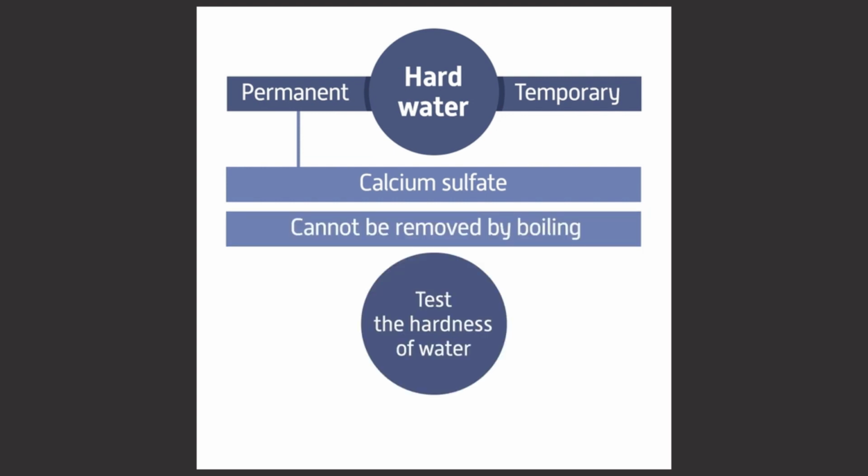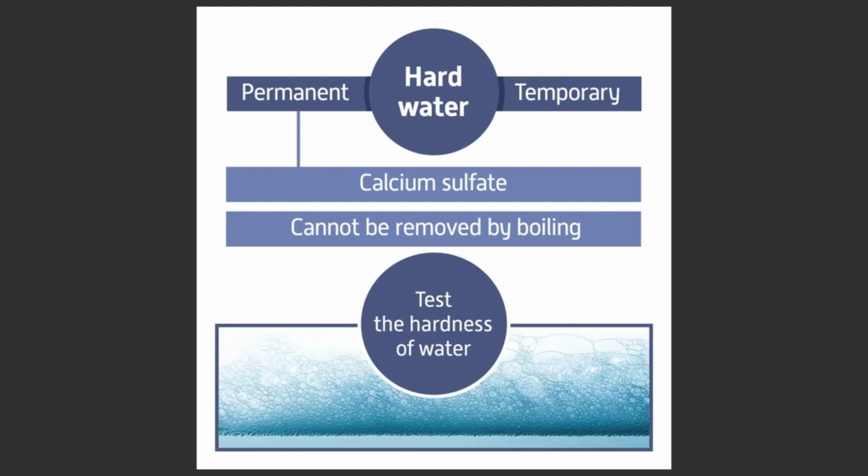Calcium sulfate is found in permanent hard water, and this cannot be removed by boiling. You can carry out a simple test to compare the hardness of water and to find out if it is temporary or permanent hardness. This test uses soap solution.